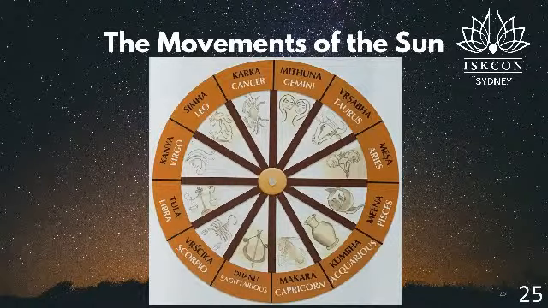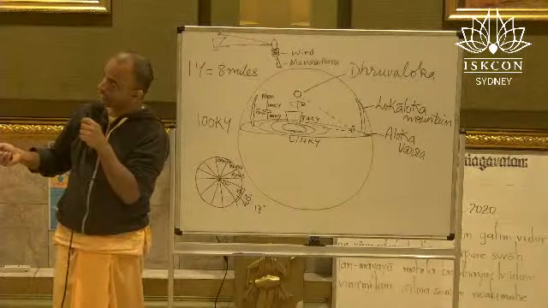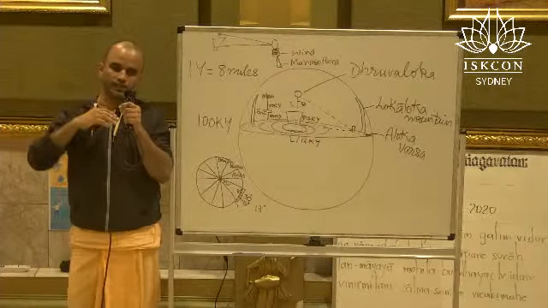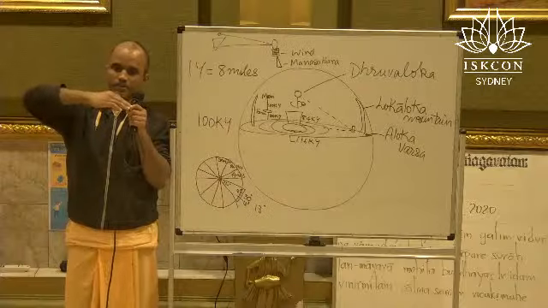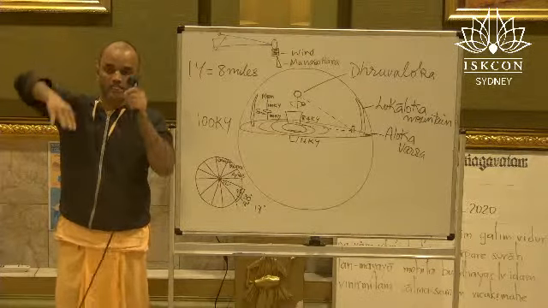So the sun, as we were discussing, in Mesha and Tula. If you look at slide 25, or Aries and Libra, it's equinox. Equinox is the time when the sun is in that particular zodiac in the year, and we experience what is called the equinox. Equinox means the duration of the day and the duration of night is the same.